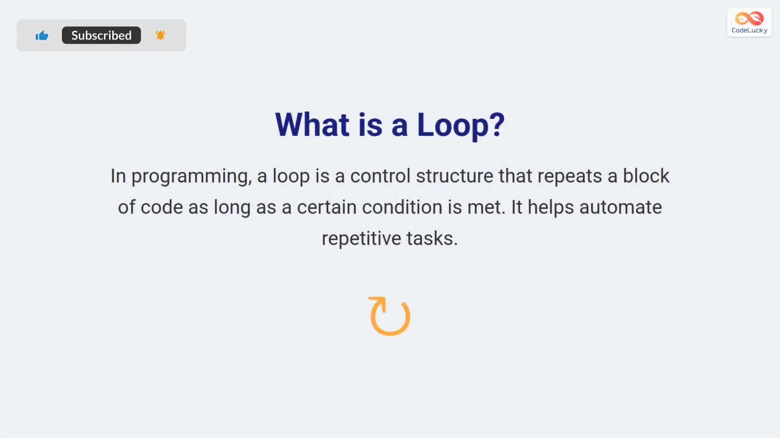First, let's understand the basic concept of a loop. In programming, a loop is a fundamental control structure. Its job is to repeat a block of code over and over, but only as long as a specific condition remains true. This is incredibly useful for automating tasks that you would otherwise have to write out multiple times.